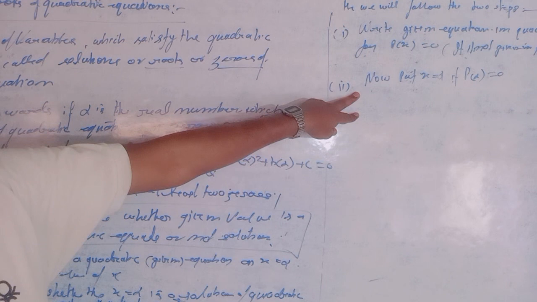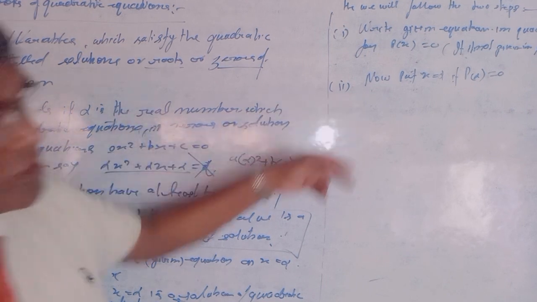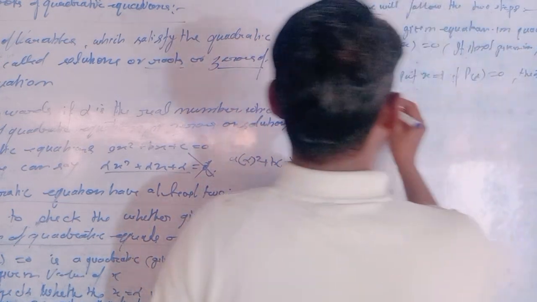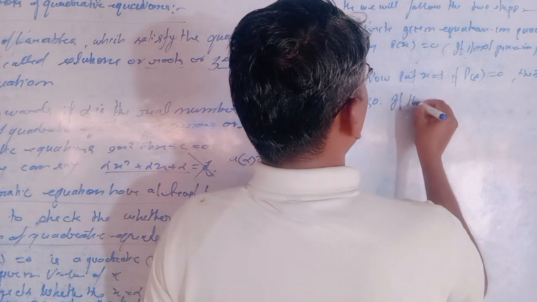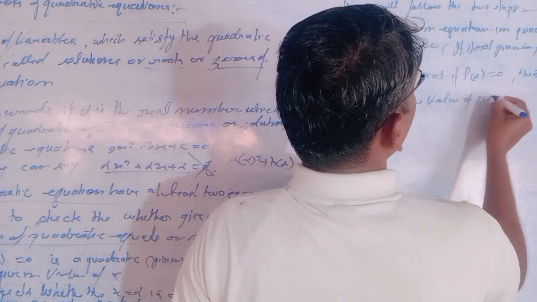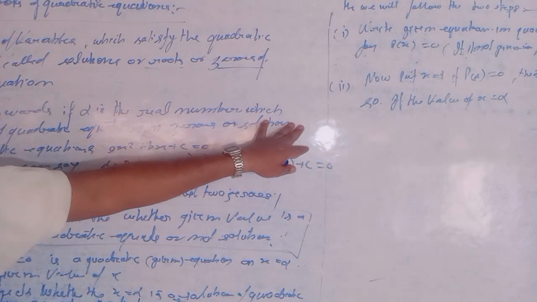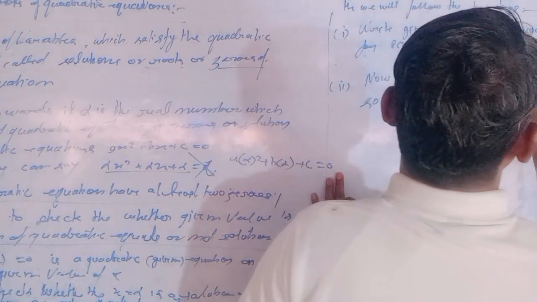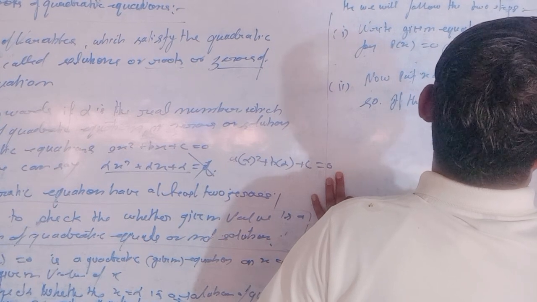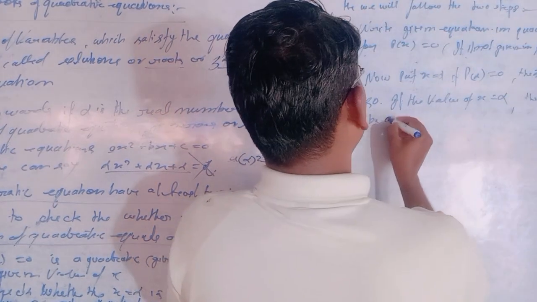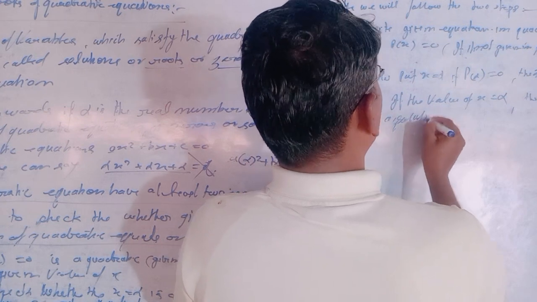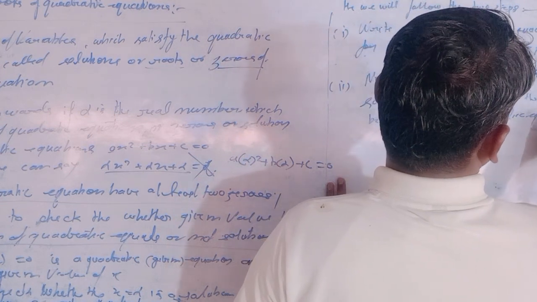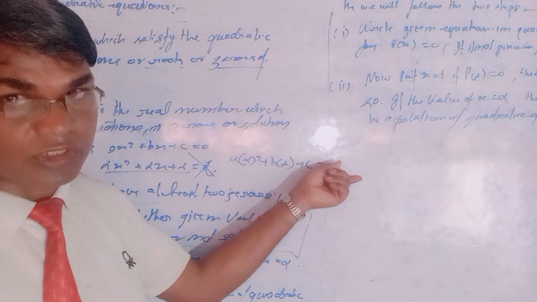Here we will substitute this value in the given equation. Then alpha x is equal to alpha, then x is equal to alpha. So if the value of x is equal to alpha, then it will be a solution of the quadratic equation.